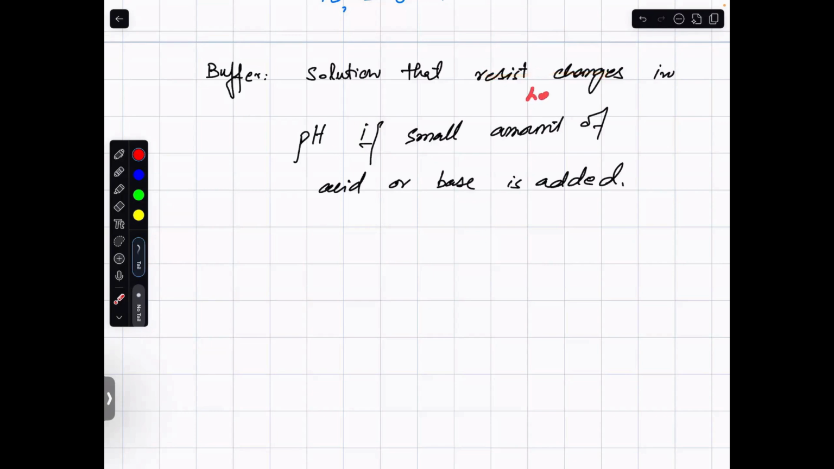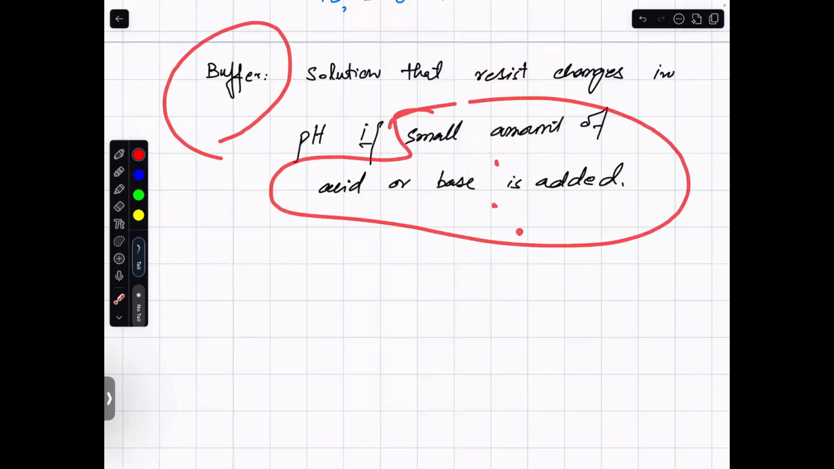Buffer helps to maintain the pH, so you have to make the statement flexible. Resists changes helps to maintain the pH. You're not supposed to say exactly that it stops changes in pH. No, it resists changes in pH, because if you are adding too much acid or base, the pH will change. A buffer is for small accidental additions of H plus and OH, not for the deliberate act of adding a large amount of H plus or OH.